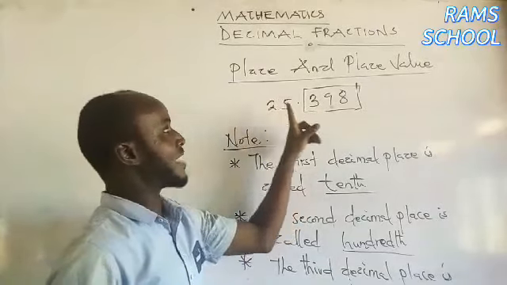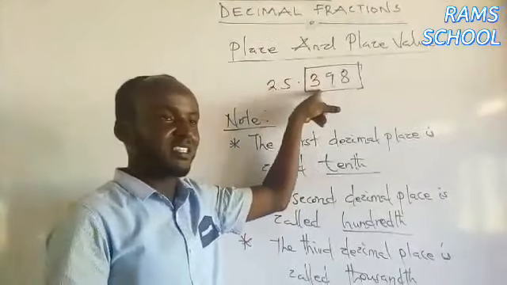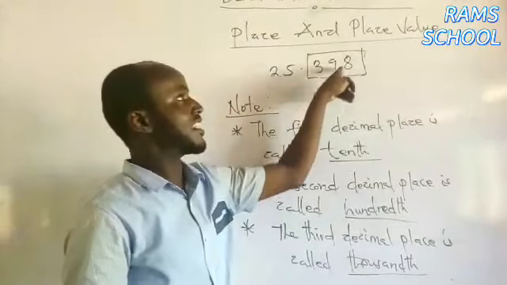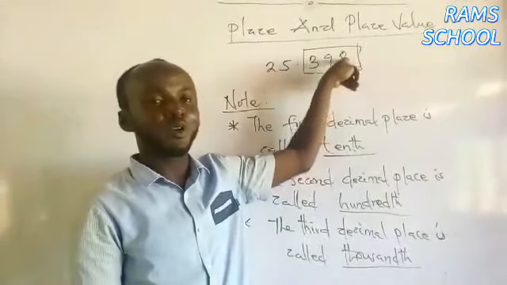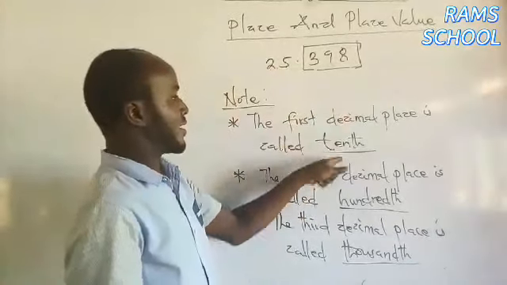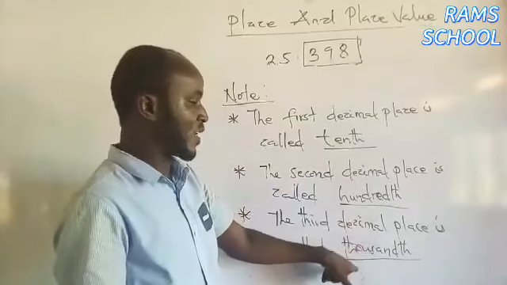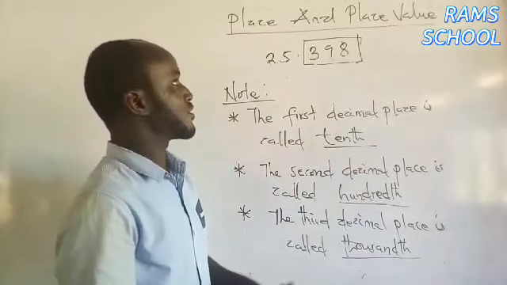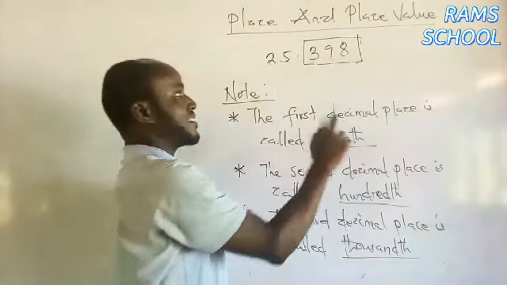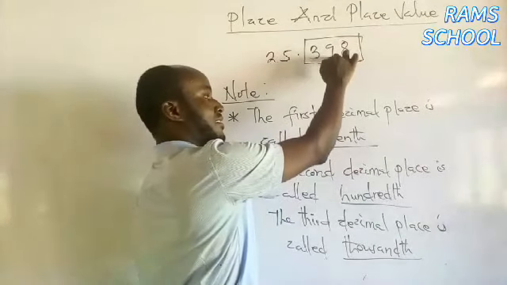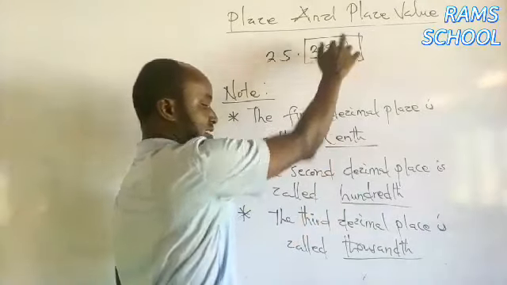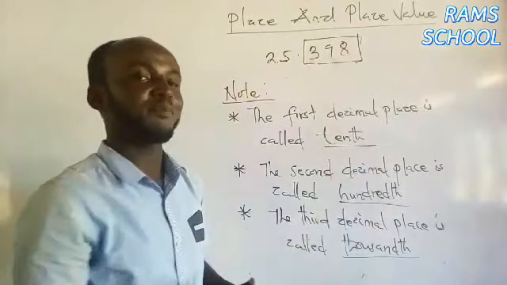So when I say the first decimal place, in short, it means the first digit after the point. The first digit after the point is called the first decimal place. The second digit after the point is called the second decimal place. And the third digit after the point is called the third decimal place. So their names are the tenths, hundredths, and thousandths respectively. So the place of 3 is tenths, the first decimal place. The place of 9 is hundredths, the second decimal place. And the place of 8 is thousandths, the third decimal place.